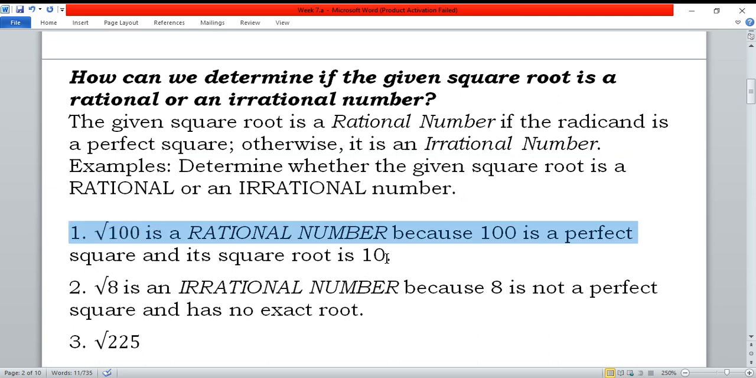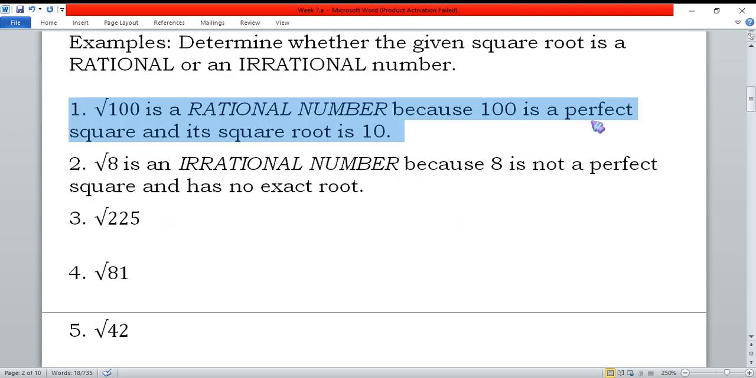Take a look at example number 1. Square root of 100 is a rational number because 100 is a perfect square and its square root is 10. Check. Because ang 100 ay nanggaling sa dalawang number na magkapareho na pag minultiply natin, ang sagot niya ay 100. And that will be considered as rational number.